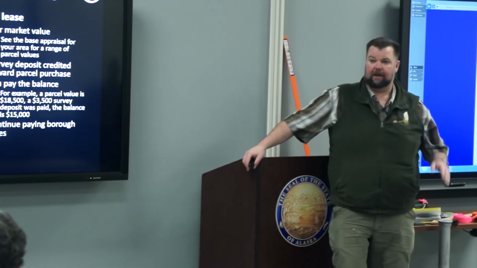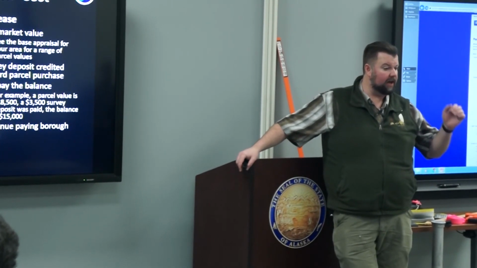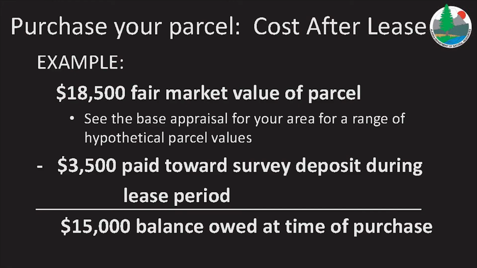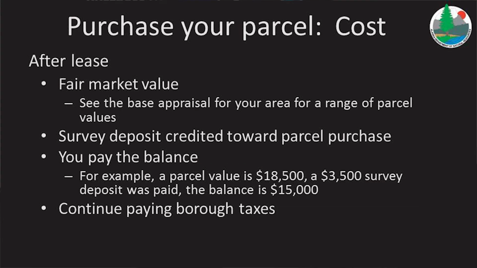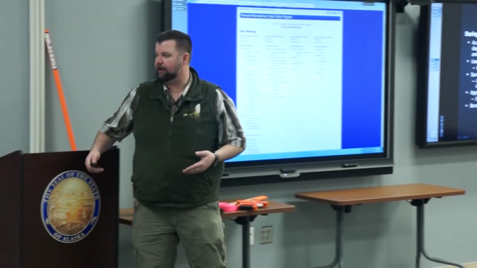Once the lease is completed, it's surveyed and appraised, you have the opportunity to purchase it. It's going to be set at the fair market value minus whatever you've already paid in towards your survey deposit, specific to each area. That information is located in your staking packet. At that point, you have the opportunity to purchase it, and you can enter into a contract, or you can pay it off with the state.